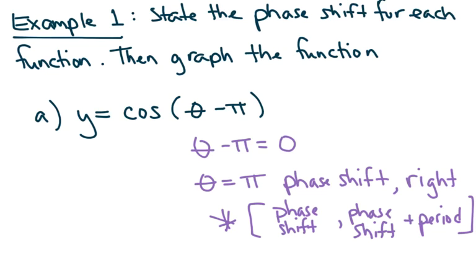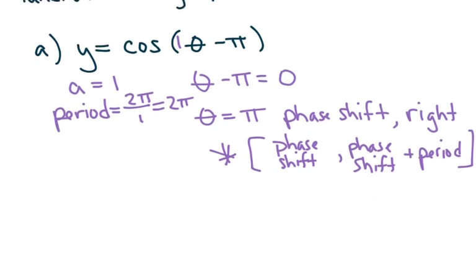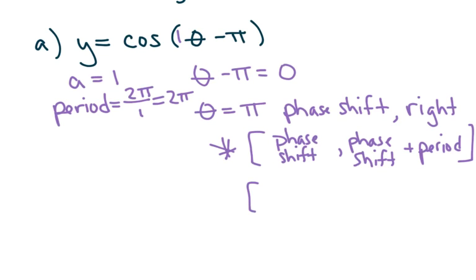So let's go back to this problem for a second. I want you to notice that the amplitude is 1. The period is 2 pi over k, but in this case, k is 1, so the period is 2 pi. So we're going to start our period at the phase shift of pi, and then we're going to end at the phase shift plus the period. So we're going to end at 3 pi.